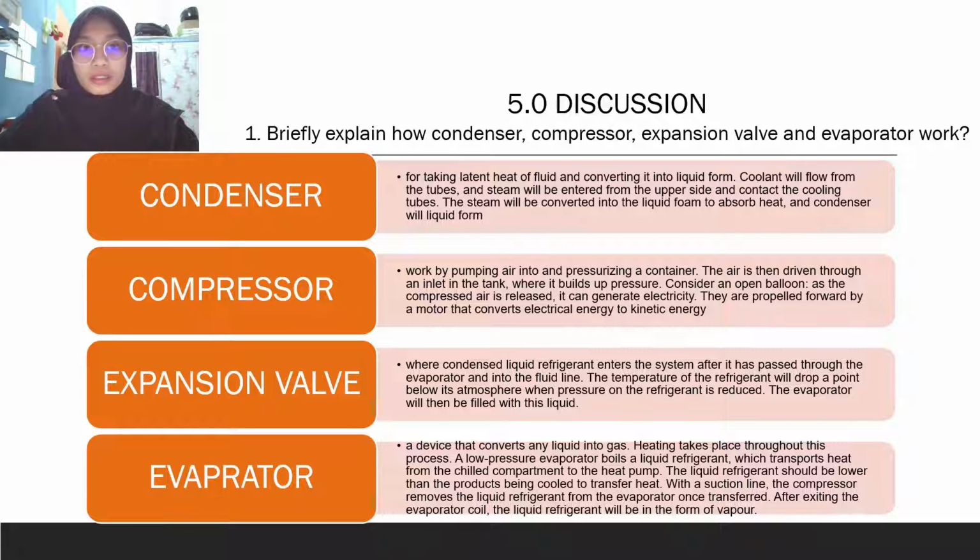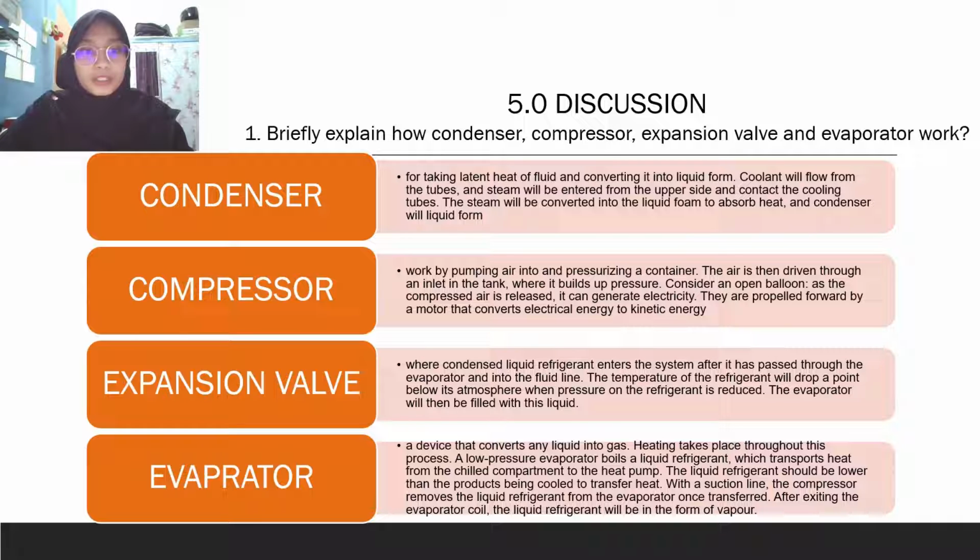Okay, I will continue into the discussion. For question number 1, briefly explain how the condenser, compressor, expansion valve, and evaporator work. First, the condenser takes the latent heat of the fluid and converts it into liquid form. Coolant will flow from the tube and steam will enter from the outside and contact the cooling tube. The steam will be converted into liquid form as it releases heat.